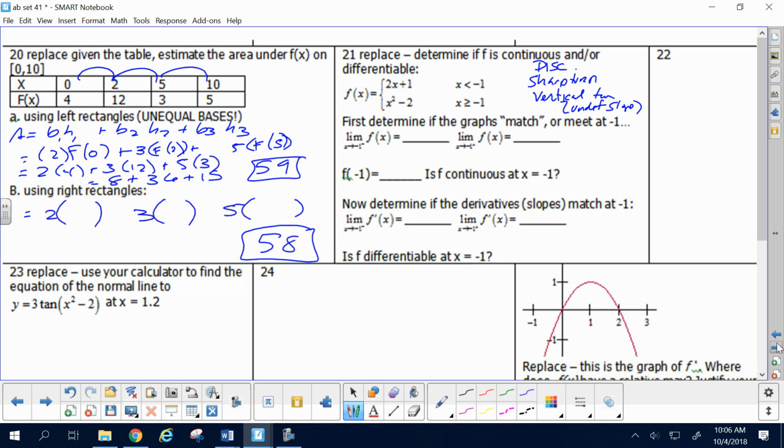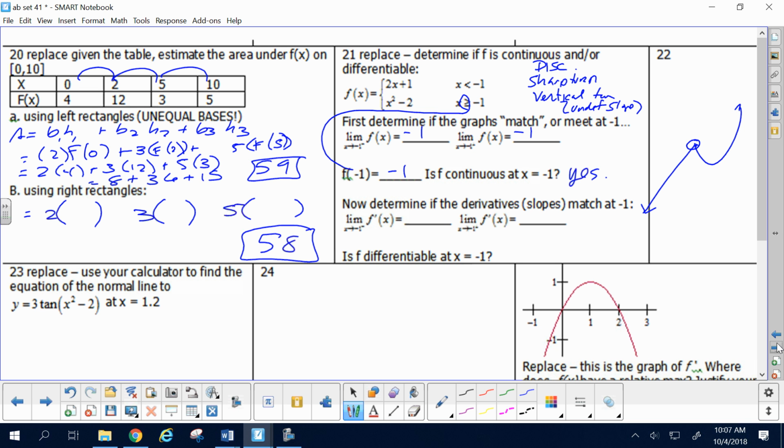First, continuity. The left-hand limit is -1, excuse me. And the right-hand limit is also -1. Therefore, that line and the parabola are meeting. Now the question is, F of -1, is F of -1 defined? Yeah, it has to be defined somewhere so that the graphs meet and there's a point there. It is defined. It equals the same, -1. So is F continuous? The graphs meet and the point is filled? Yes, it is continuous.